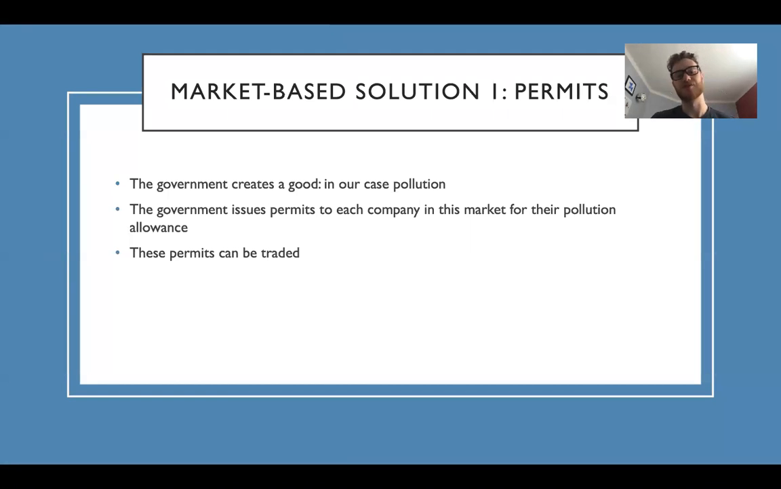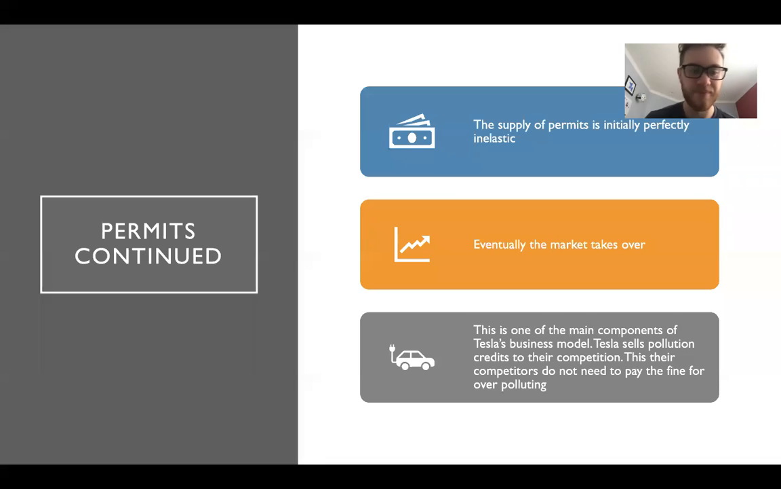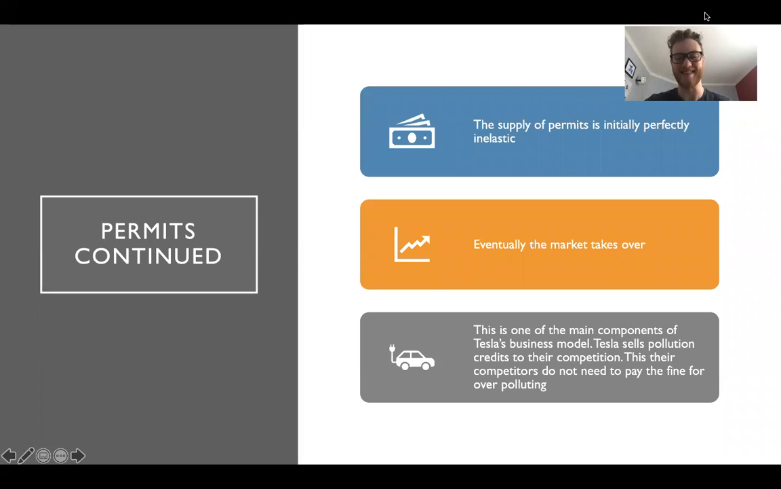We're going to talk about the first solution, permits. The government creates a good. In our case, it's pollution. The government then will issue permits to each company in this market for their pollution allowance. And these permits can be traded. The supply of permits is initially perfectly inelastic. And eventually, the market takes over.